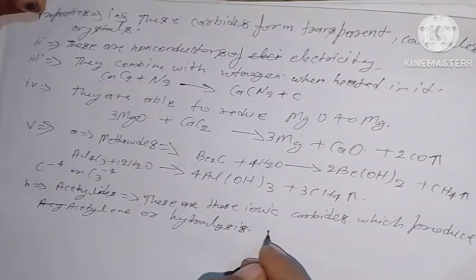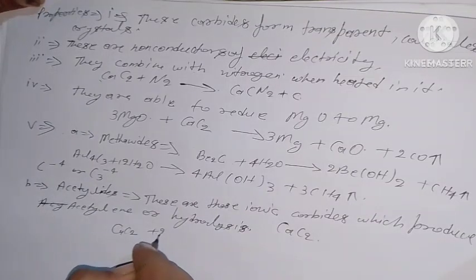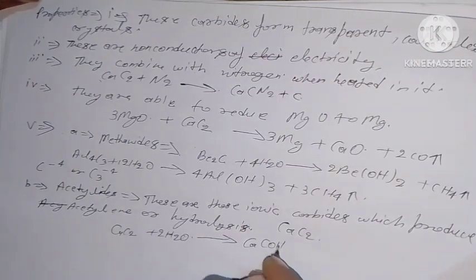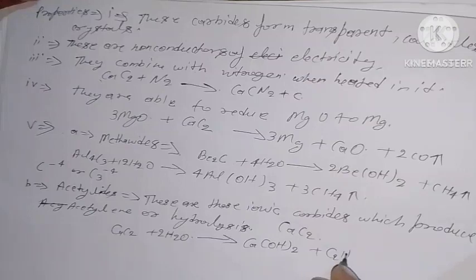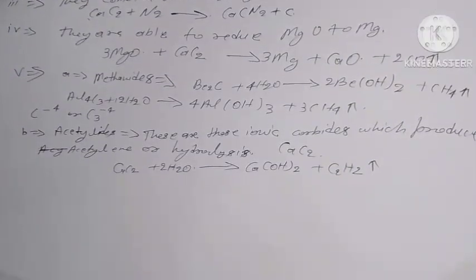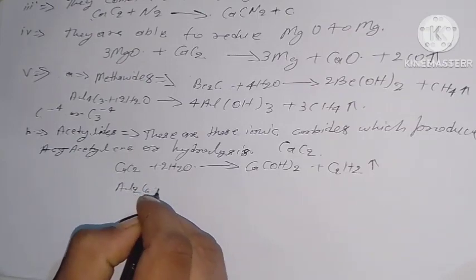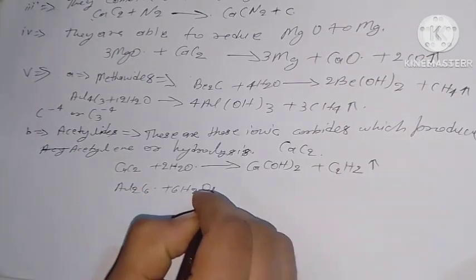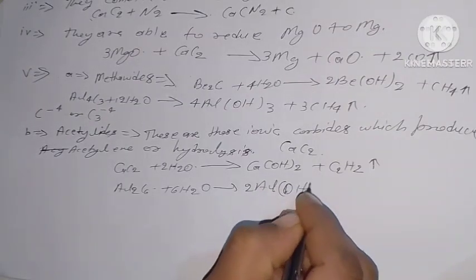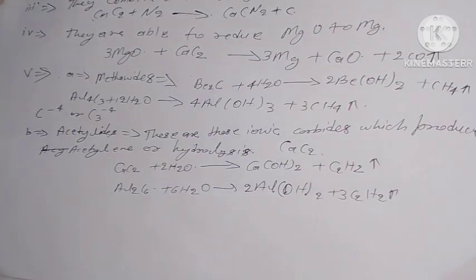Okay, as an example, CaC2 plus 2H2O makes Ca(OH)2 plus C2H2. And the next example, Al2C6 plus 6H2O makes 2Al(OH)3 plus 3C2H2.